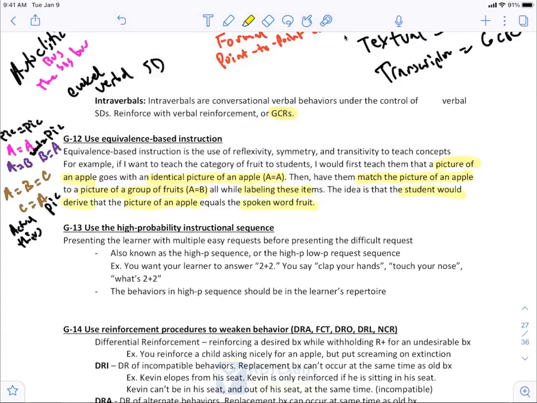A little confusing at first, but all we're doing is trying to get new behaviors to form. Because we're labeling pictures as we match them to words and pictures of real life items. As we're labeling them, the learner starts to deduce that A equals B and B equals C, therefore C must equal A. That's really equivalence-based instruction, stimulus equivalence.